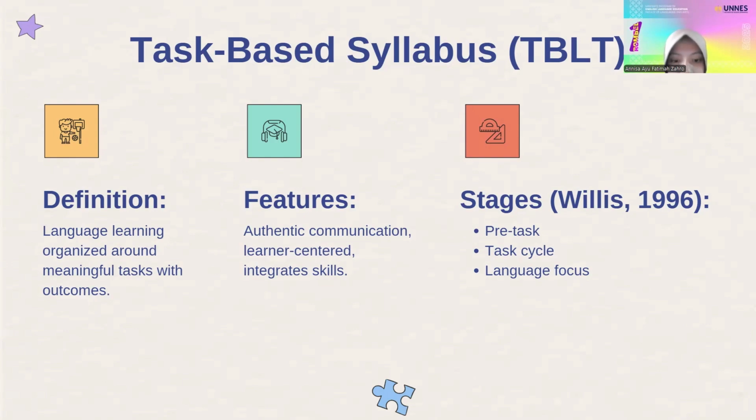The TBLT framework usually includes three main stages. First, there is the pre-task, where the teacher introduces the topic and gives useful expressions. Then there is the task cycle, where students complete the main task in pairs or groups. Then there is the language focus. After that, they reflect on the language used, discuss errors, and refine accuracy.